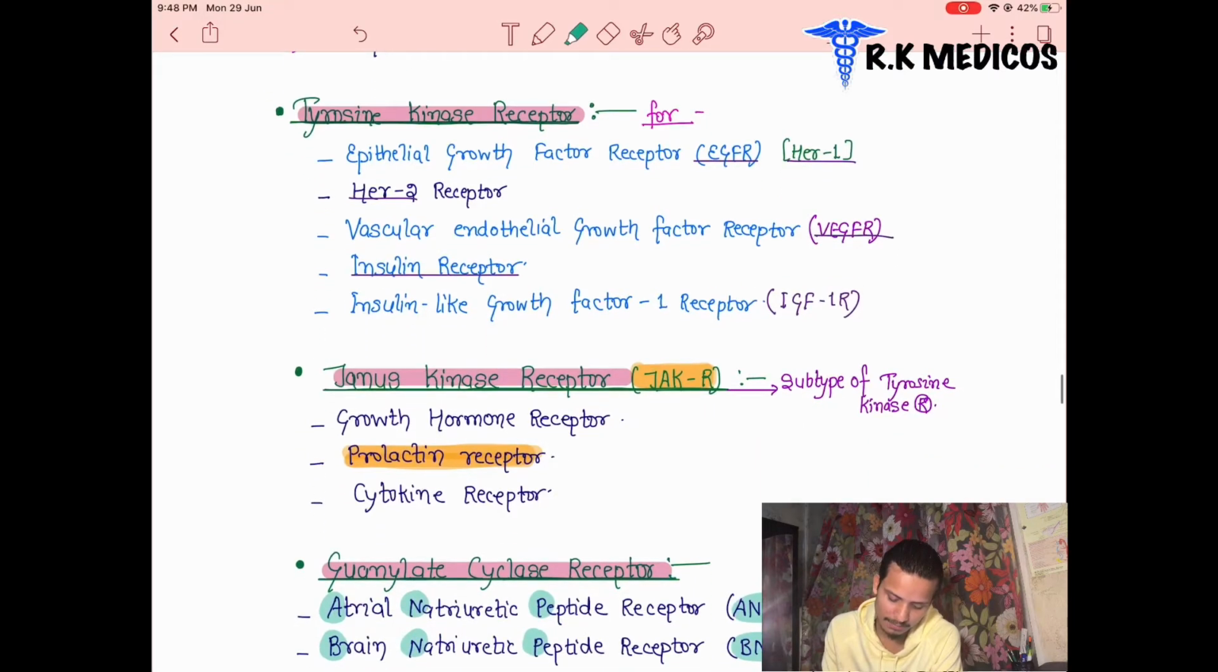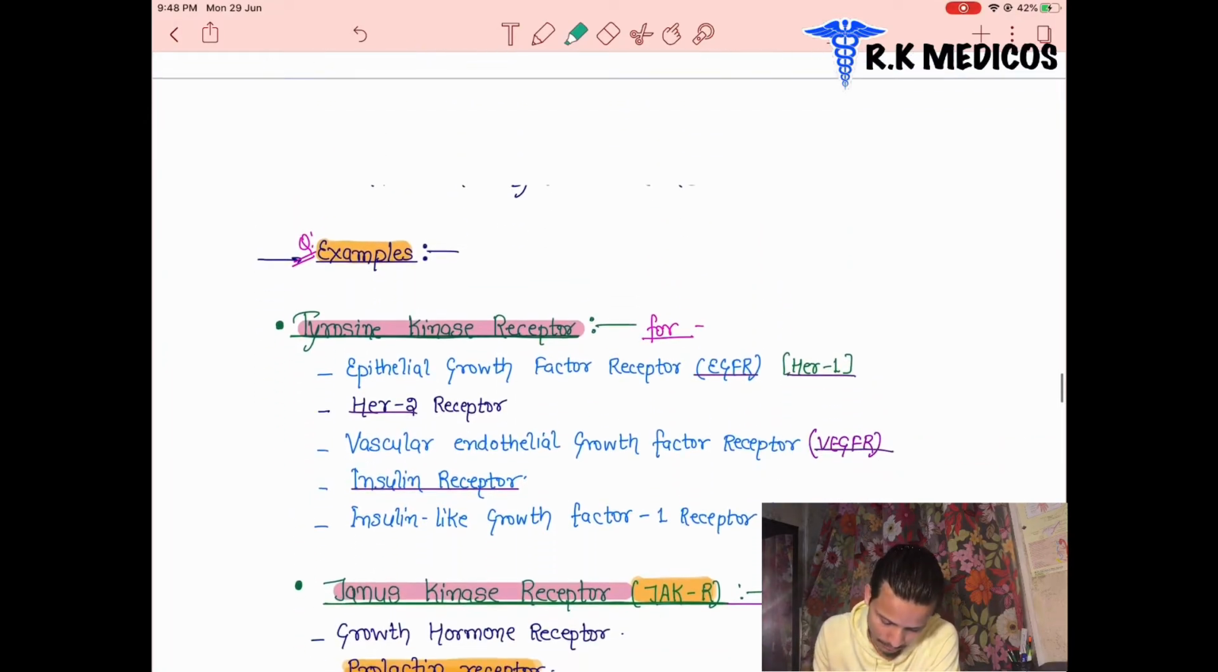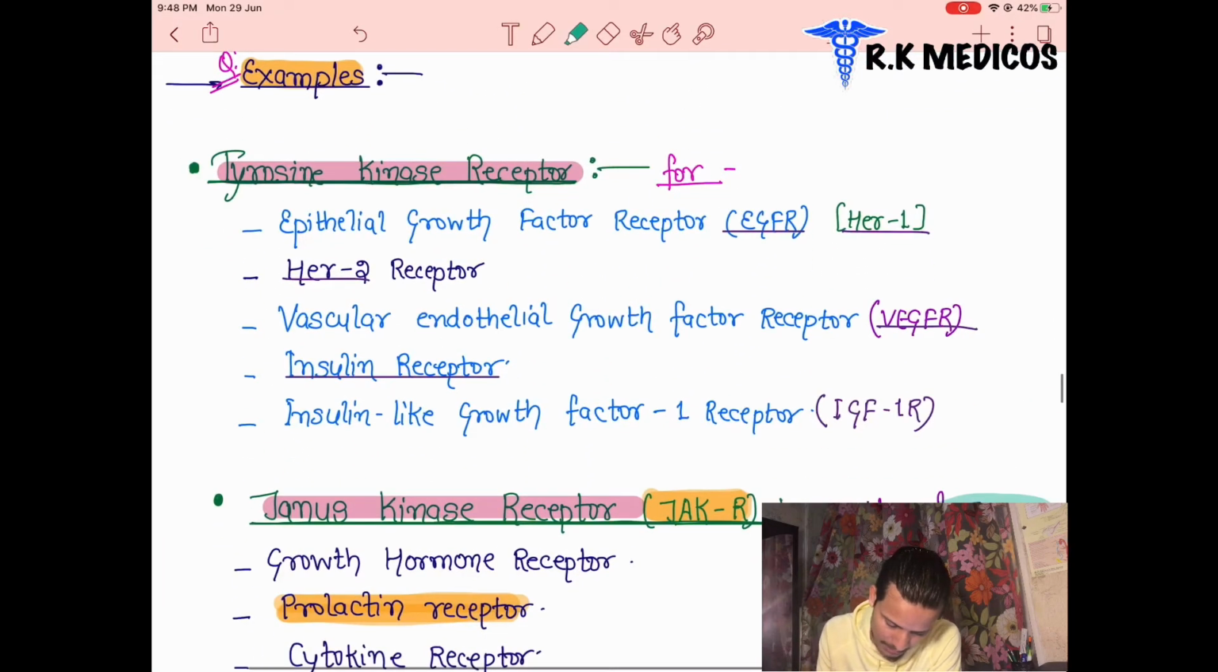Next one is the Janus kinase receptor, JAK-R. JAK stands for Janus kinase. Kinase is an enzyme. They are basically a subtype of tyrosine kinase receptor, and before that we have to study tyrosine kinase receptors. Here, the first one is EGFR, the epithelial growth factor receptor, also called HER1, and the second one is the HER2 receptor. Next one is VEGFR, vascular endothelial growth factor receptor. They are also a type of tyrosine kinase receptor.